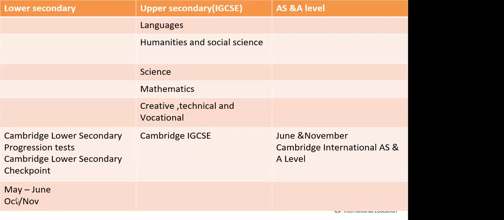Now, what happens at lower secondary? I've said that this is equivalent to, in easy language, senior 1 and senior 2. But in Cambridge, that is year 8 and year 9. At lower secondary, children have the opportunity to do what we call a checkpoint, the Lower Secondary Checkpoint. These exams are set by Cambridge, and they are mainly done in the months of May and June, or October and November. Those ones we call the Cambridge Lower Secondary Checkpoint.